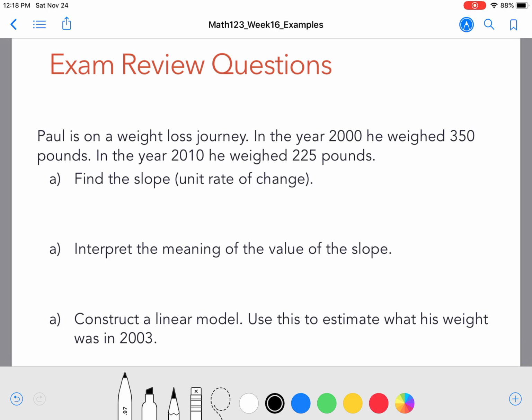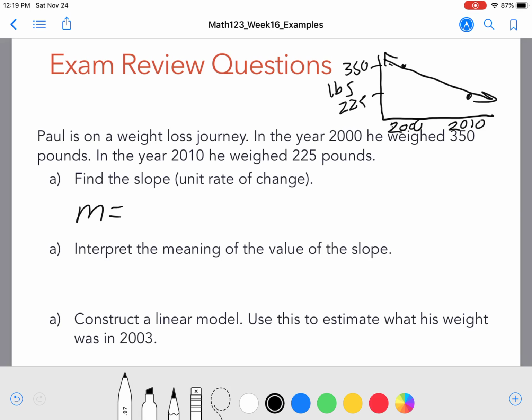So I'm actually going to draw a picture for this one. So this, I have my little X and Y axis. I have the year 2000, and then I have the year 2010, and then I'm going to have pounds over here. So in 2000, he weighed 350 pounds, so that's going to be this point right here. And then let's just put 225 down here. That's going to be this point. So if I connect these two, that's my line, okay? I can tell right away that my slope is negative, okay? And that makes sense because he's losing weight.